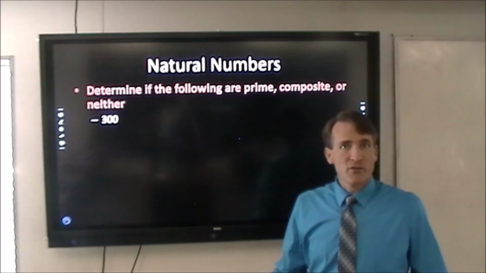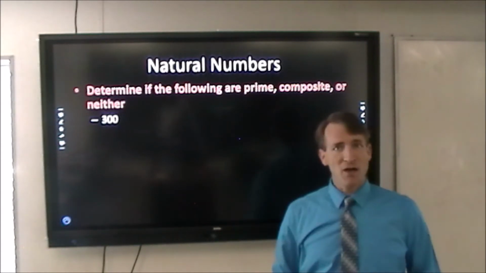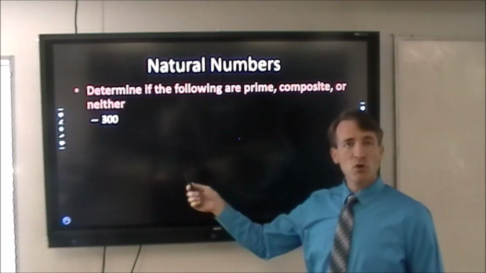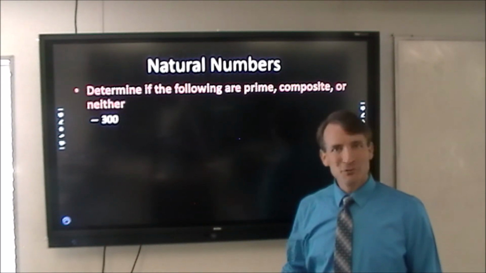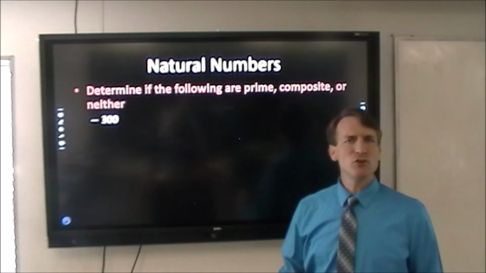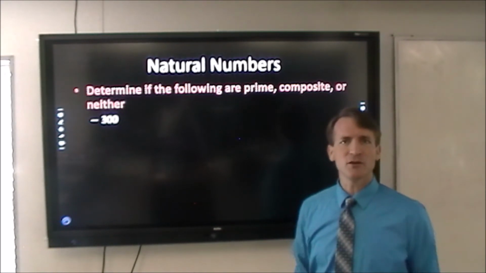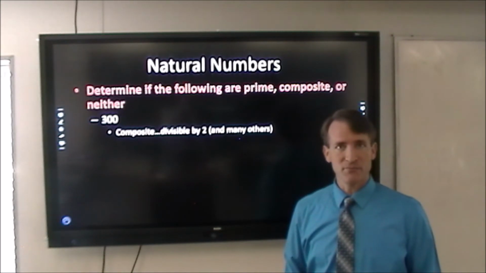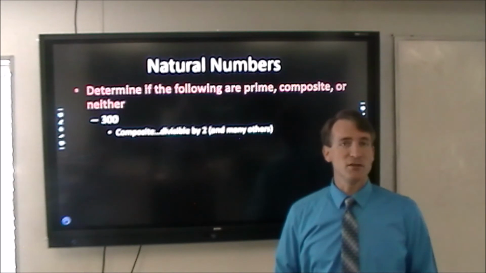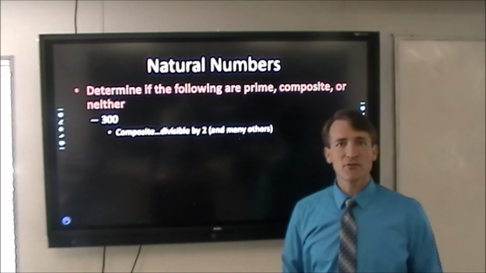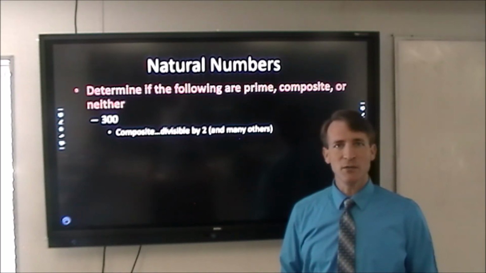If there are more, then that means this number is composite. If the only factors are 1 and 300, it would mean that this number is prime. In this particular case, it is an even number, so we know that 2 is a factor of 300. Therefore, we would classify it as composite. There are a lot of other numbers that are also factors in 300. But once we hit 3, we know we have a composite number.